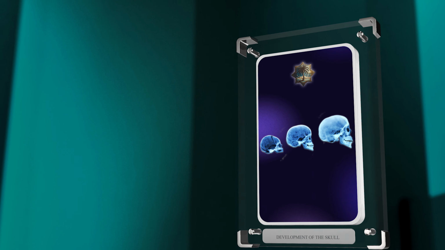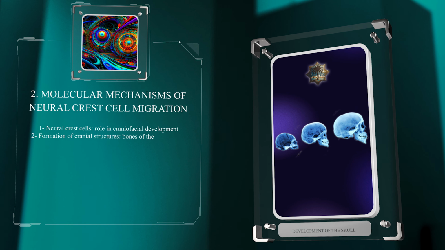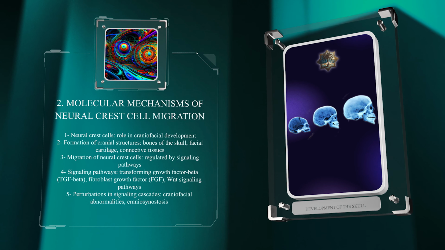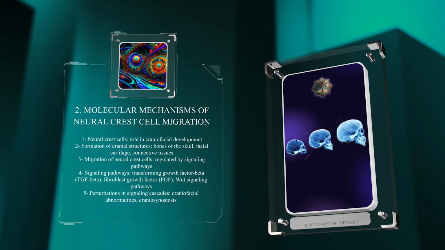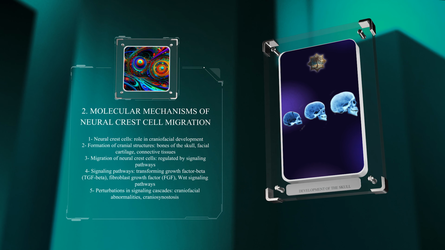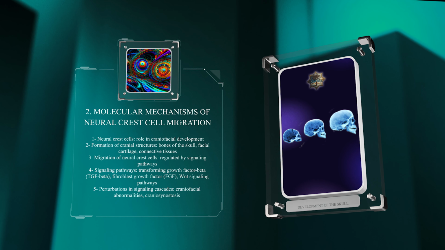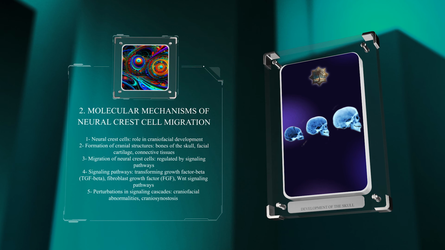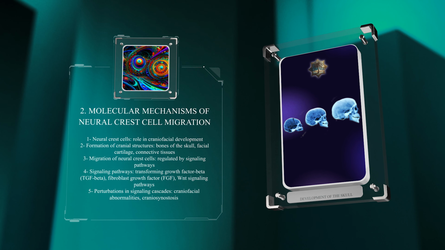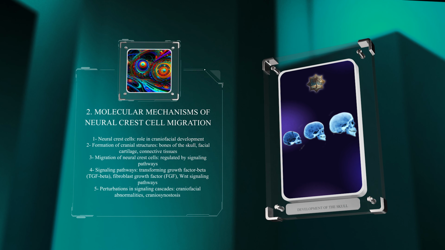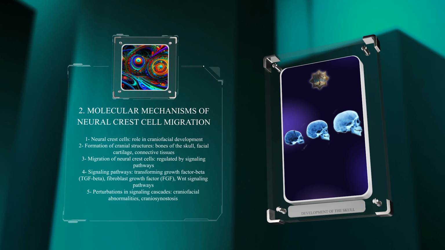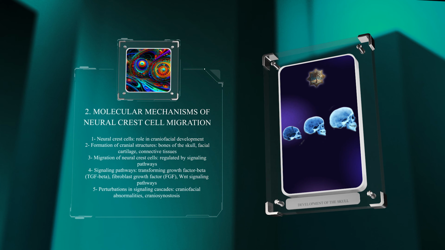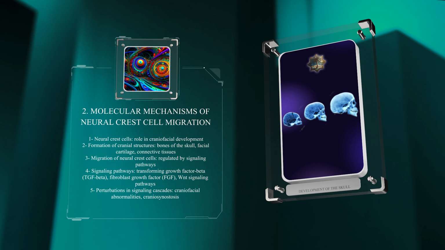Neural crest cells play a crucial role in craniofacial development as they contribute to the formation of various cranial structures such as the bones of the skull, facial cartilage, and connective tissues. The migration of neural crest cells is regulated by a myriad of signaling pathways, including the transforming growth factor beta, TGF-beta, fibroblast growth factor, FGF, and WNT signaling pathways. Perturbations in these signaling cascades can result in craniofacial abnormalities such as craniosynostosis.